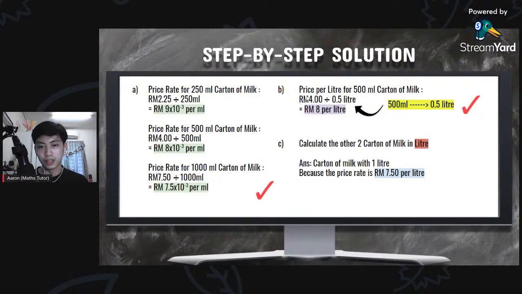To determine which one is the most affordable, of course the one where you need to pay less is more affordable, right? Pay less, it's more worthwhile. So definitely the RM7.5 per liter one will be the most affordable. You can just write that the carton of milk with 1 liter is the most affordable to buy, because the price rate, need to mention, is RM7.5 per liter.